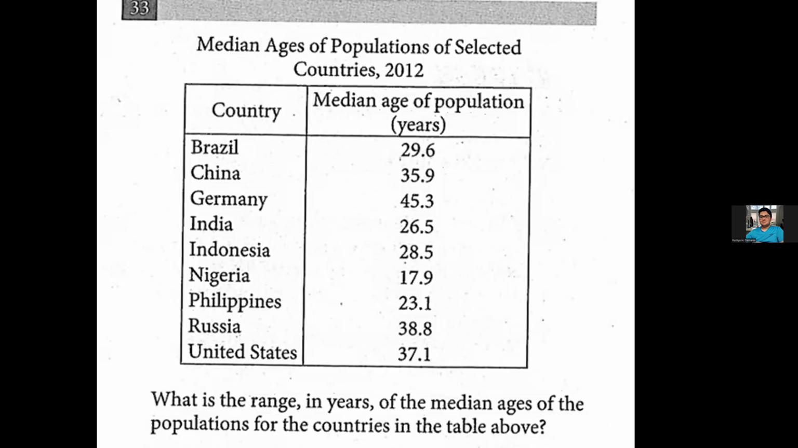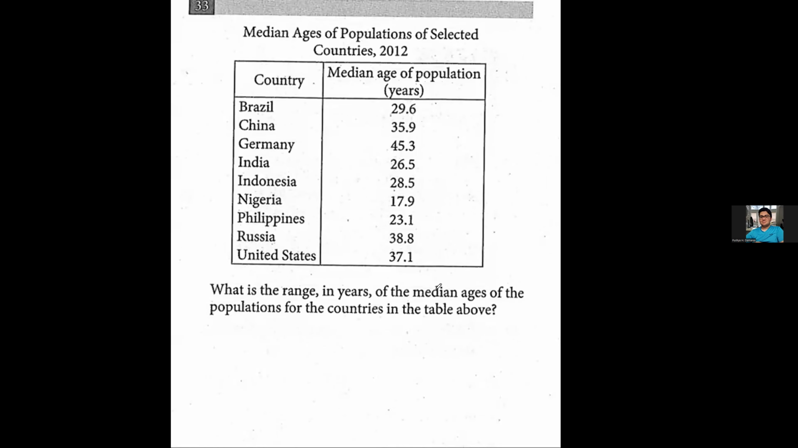Okay, so we're on question 33. We're asked to find the range. So the range would just be the largest value minus the smallest value. The largest value in this table is 45.3, and the smallest value in the table is 17.9. So to find the range, we just do 45.3 minus 17.9, which is equal to 27.4. So the correct answer is 27.4.